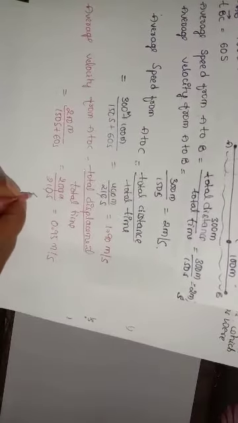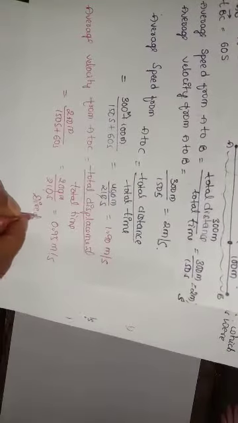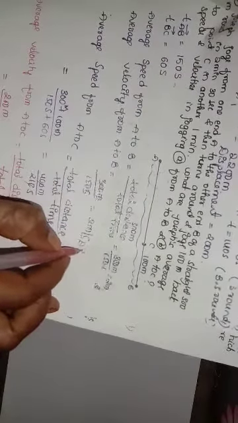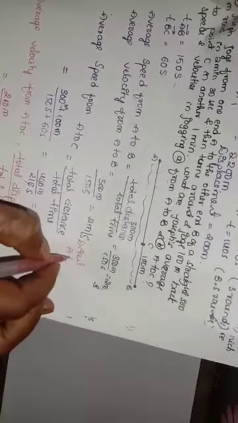Just mention like this: direction from A to C, and here the direction from A to B, A to B, like this, just mention. Okay, this is understood. Next, third problem.